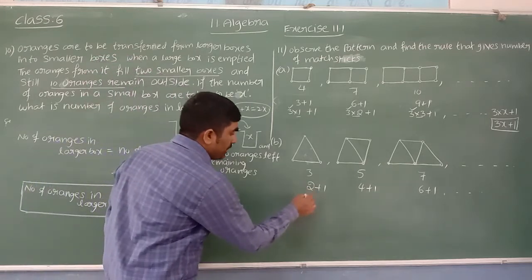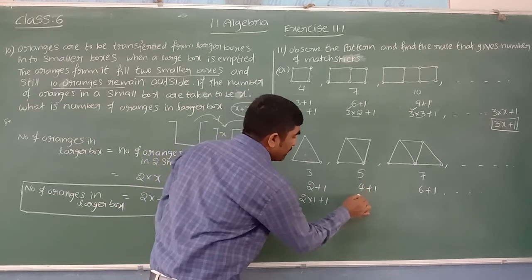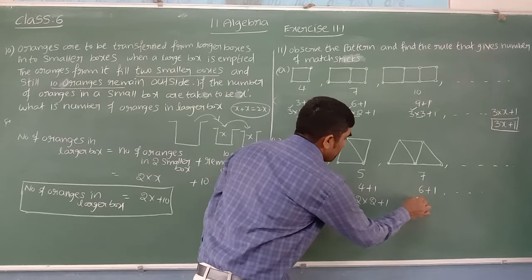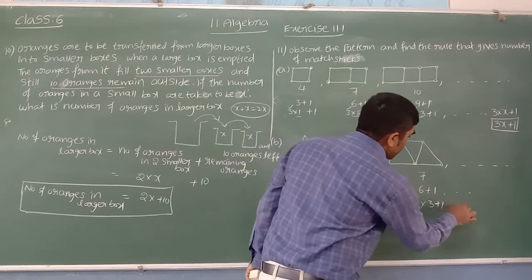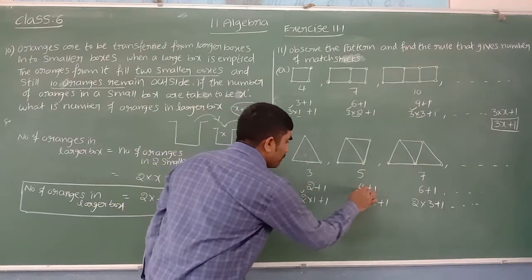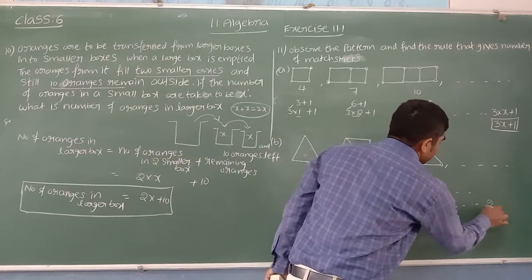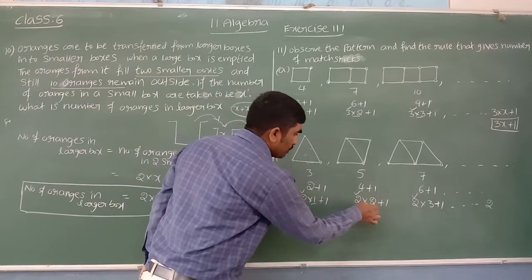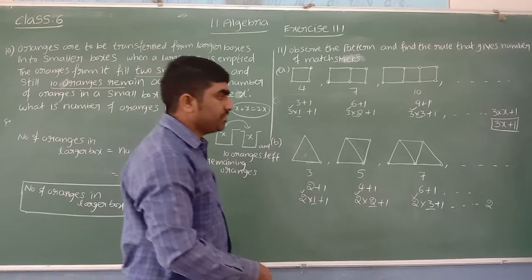So in the place of 2 I can write 2 into 1, 2 ones are 2, plus 1 is same. In the place of 4 I can write 2 into 2, 2 twos are 4, plus 1. In the place of 6 I can write 2 into 3, plus 1. So like that we can continue the pattern. Here you can see the first number 2, 2, 2 is a fixed value, a constant, represented with a number. And in the second place, into 1, into 2, into 3, it has various values. We can represent it with a variable.